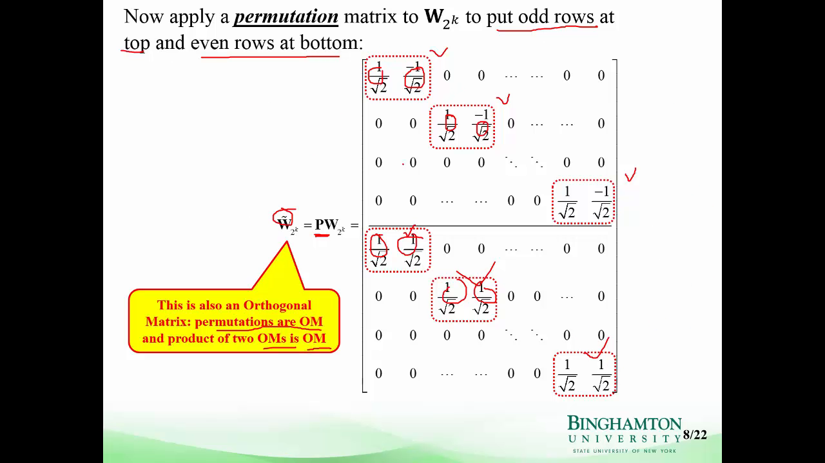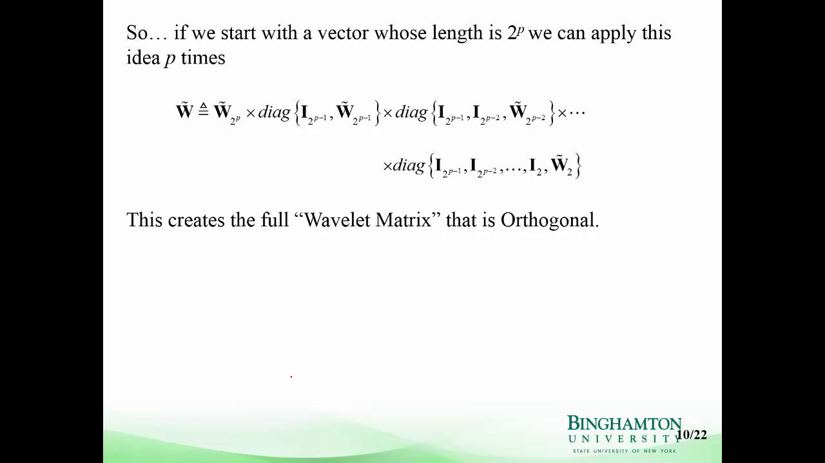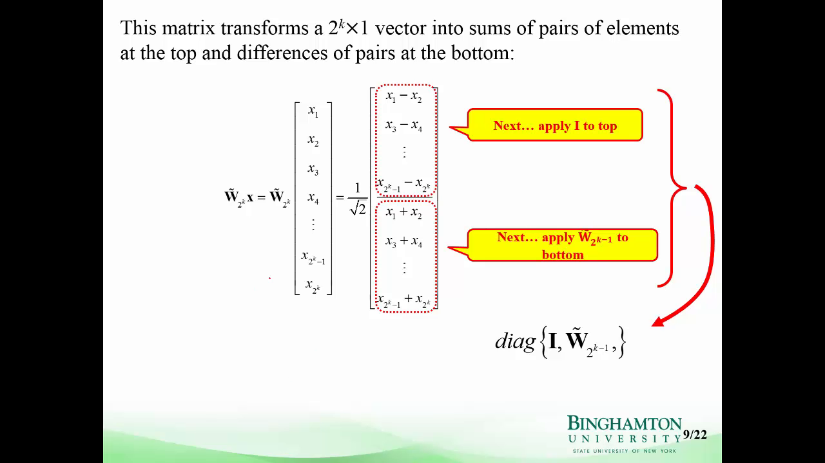Well, W of size 2^(k-1) is going to look just like this, except there will be 2^(k-2) down the diagonal and 2^(k-2) down that diagonal. So it's pretty easy to picture what that's going to look like. And we have the tilde on top telling us that we are including the effect of the permutation on that one as well. All right, so if we keep doing this, the identity matrix will keep that unchanged.